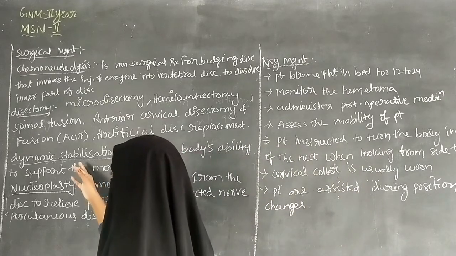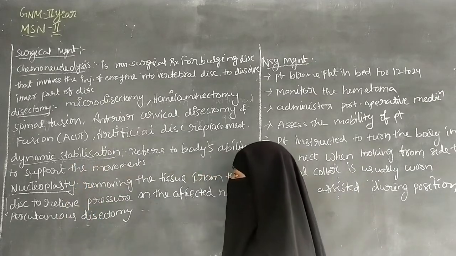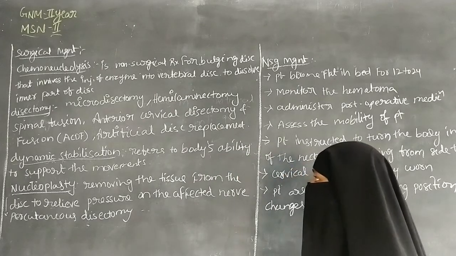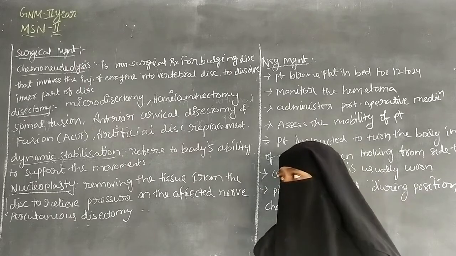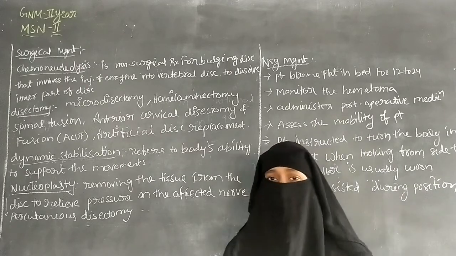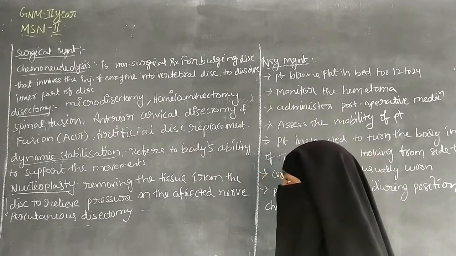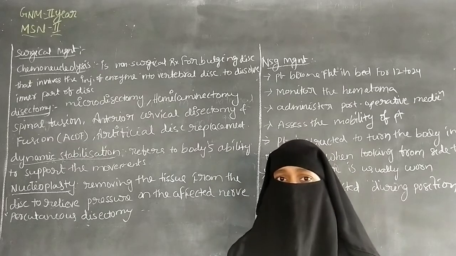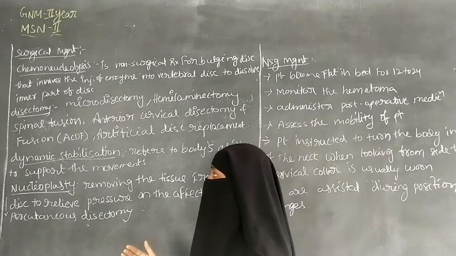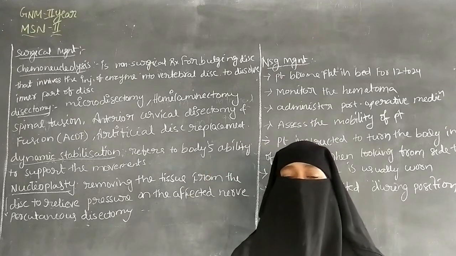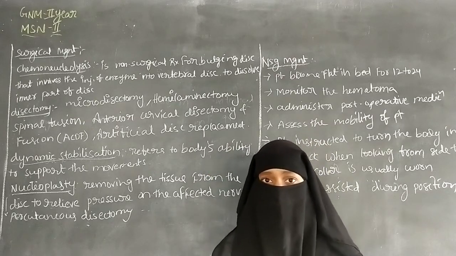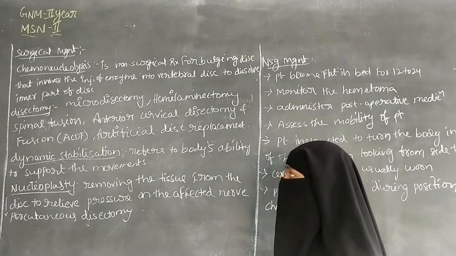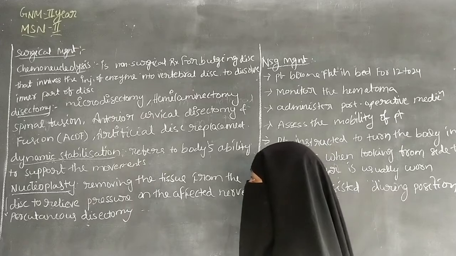And next one is dynamic stabilization. Dynamic stabilization helps the body to support the movements. So by dynamic stabilization we can minimize the movement and we can support the vertebrae in the body.